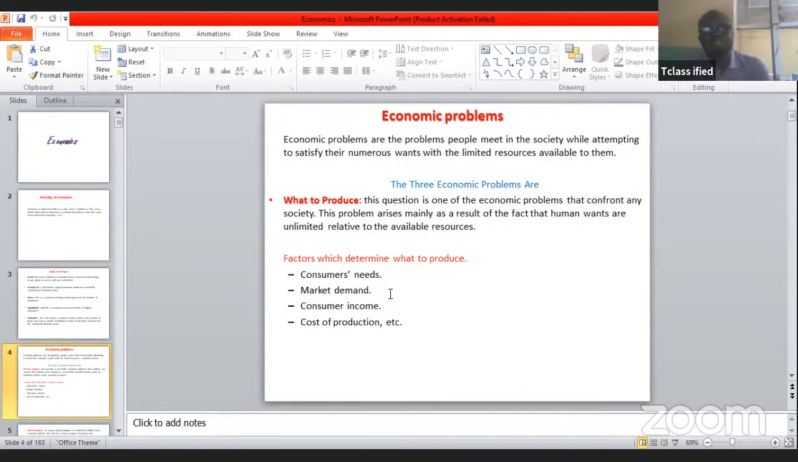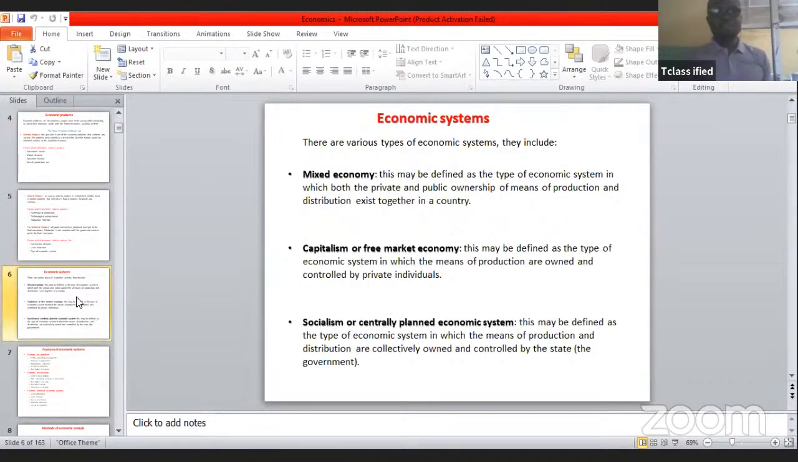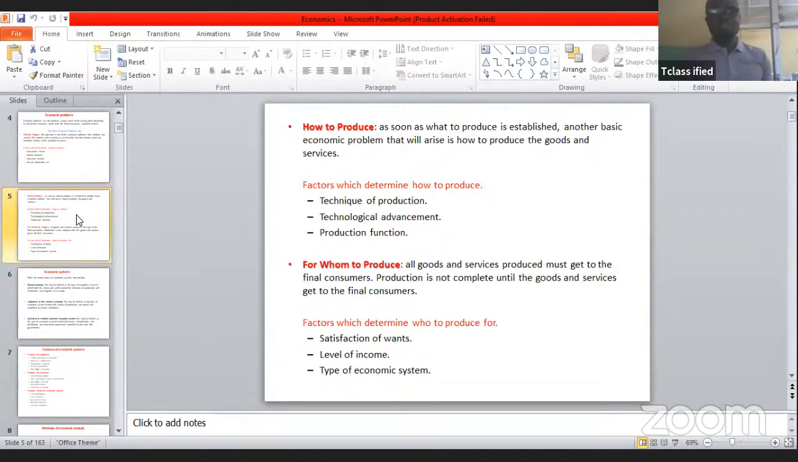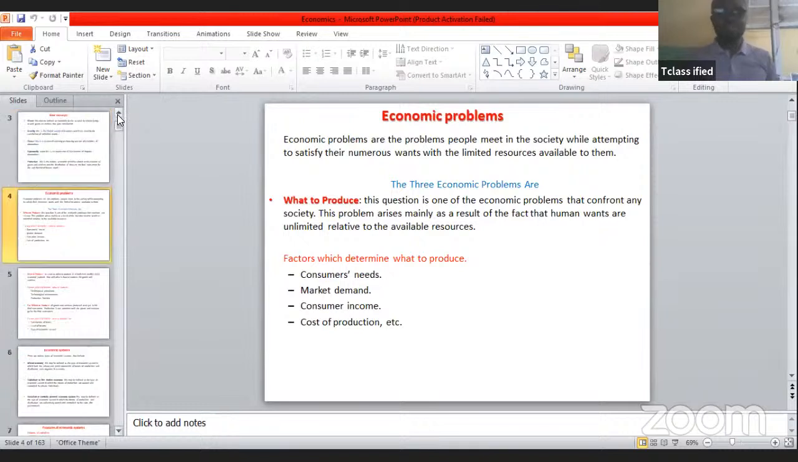And that brings us to the second thing, which is economic problems. JAMB is going to ask you, WAEC is going to ask you in your normal economics exam, which of the following is not one of the three economic problems? You have the problem of what to produce, how to produce, and for whom to produce. Those are the three basic economic problems, and you need to know them.